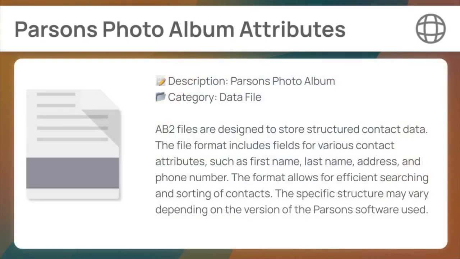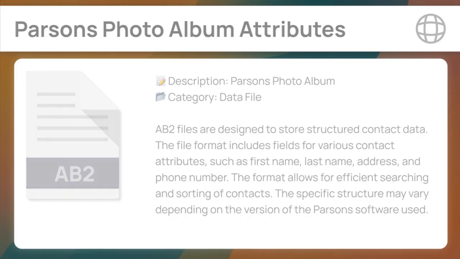AB2 files are designed to store structured contact data. The file format includes fields for various contact attributes, such as first name, last name, address, and phone number. The format allows for efficient searching and sorting of contacts. The specific structure may vary depending on the version of the Parsons software used.